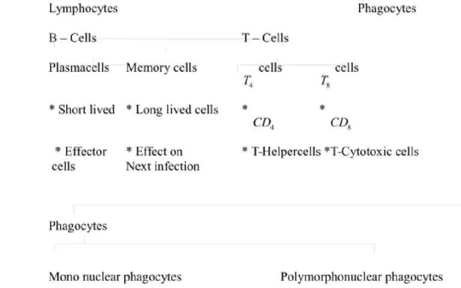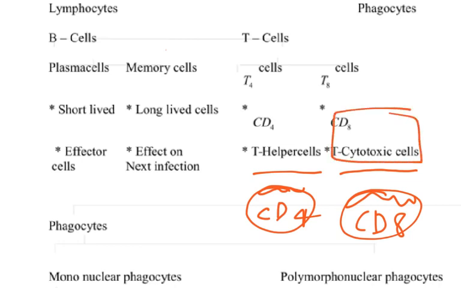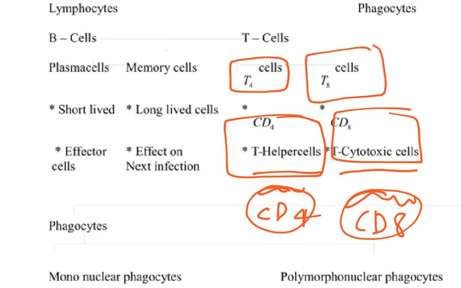Then let us see about the T cells or T lymphocytes. Basically, there are two types of T cells: T helper cells and T cytotoxic cells. Based on the cluster differentiating molecules on the cell membrane, we say the two types are CD4 cells and CD8 cells. T cytotoxic cells are generally considered CD8 cells. T helper cells are considered CD4 cells. In general terms, T4 is nothing but T helper cells, and T8 is nothing but T cytotoxic cells.